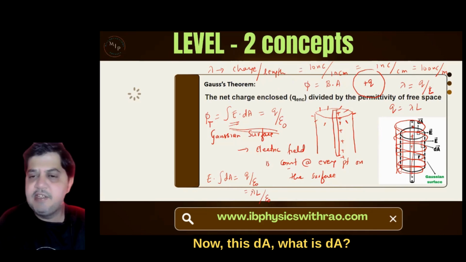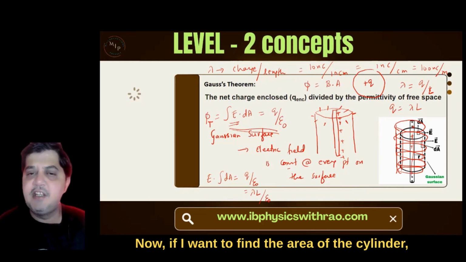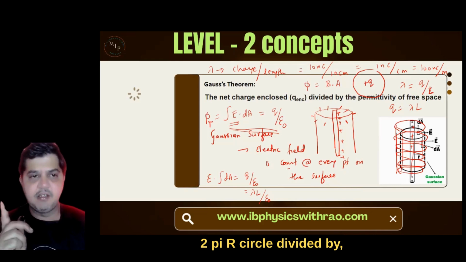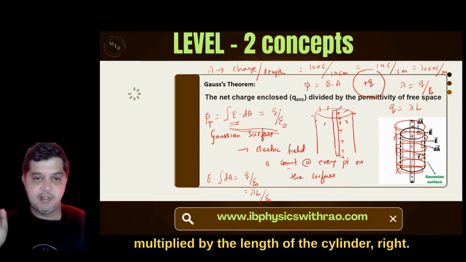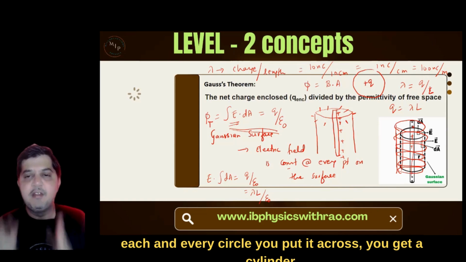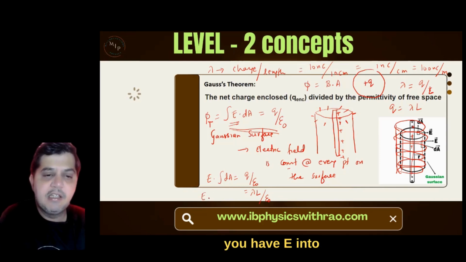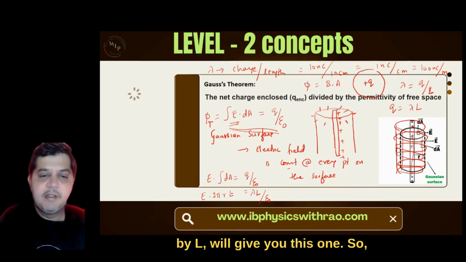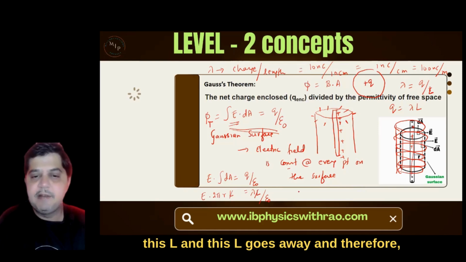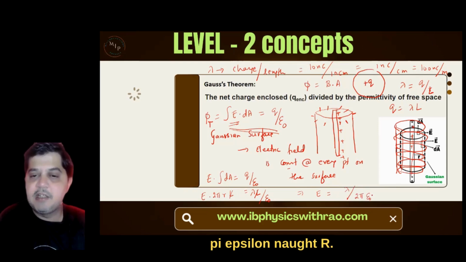Now this dA, what is dA? As you see, it's a small patch, a small area that we have. Now if I want to find the area of the cylinder, what's the area of the cylinder? 2 pi r, the circle, multiplied by the length of the cylinder, right? You stack different circles one by one, and you get a cylinder. So it should be 2 pi r into L. Thus you have E into 2 pi r multiplied by L. So this L and this L go away, and therefore I get E is equal to lambda divided by 2 pi epsilon naught r.